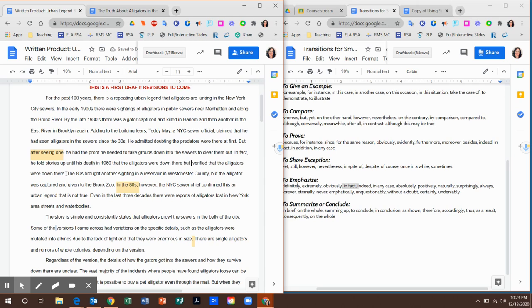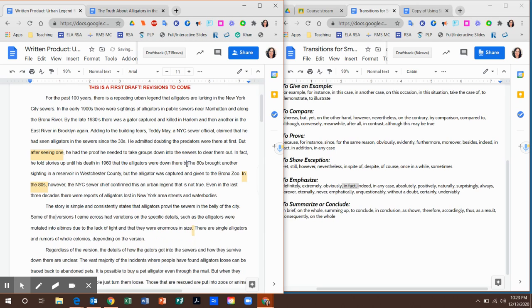So I can take off this. Maybe I'm trying to think about what am I trying to communicate here? That he stuck by his story is what I think the impressive part is to me. And so I'm getting too wordy and I want to take that out. So, "but after seeing one, he had the proof he needed to take his men." How about that? His team, his sewer team. I don't know, I say sewer a lot. Okay, "to take his team down into the sewers to clear them out."